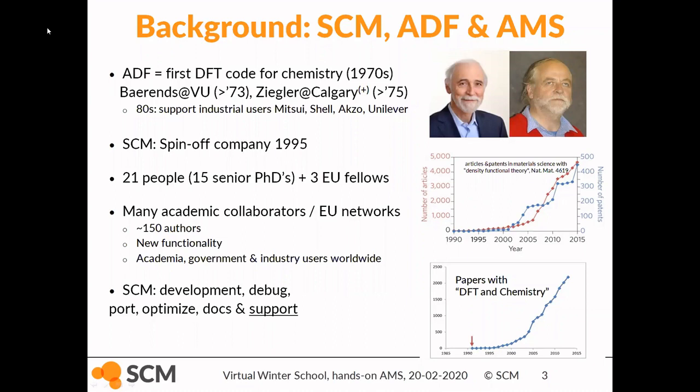Okay, so currently in Amsterdam we have around 25 people, and most of them are scientific software developers, so they've found a place within the company to continue doing software development. And we do have a lot of collaborations going on worldwide with companies, government labs, and academic groups, which helps us to implement new functionality.